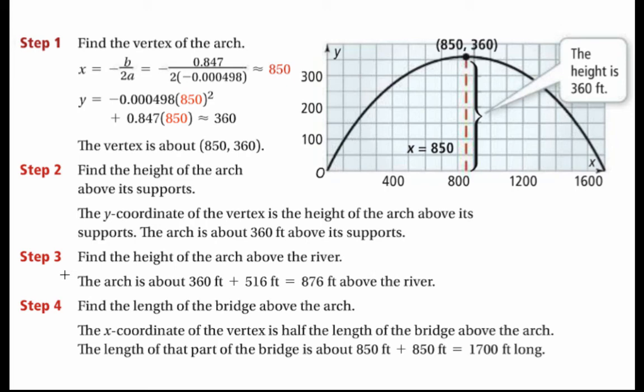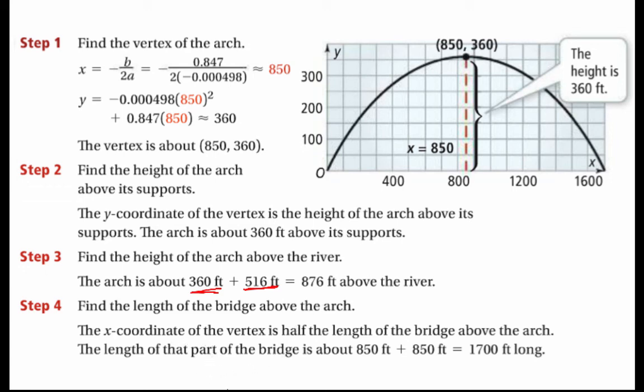Now find the height of the arch above the river. If we go back to the picture, we remember that we were told the supports are 516 feet above the ground. We know our arch is 360 feet tall, so if we add those two together, we get 876 feet above the river.